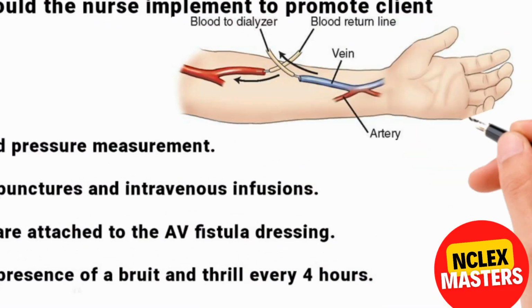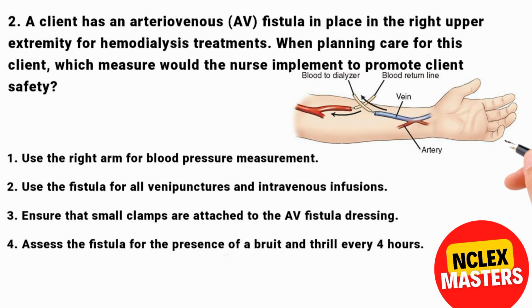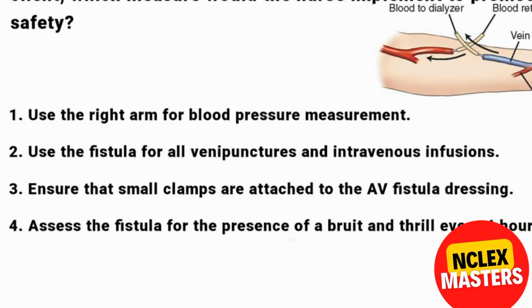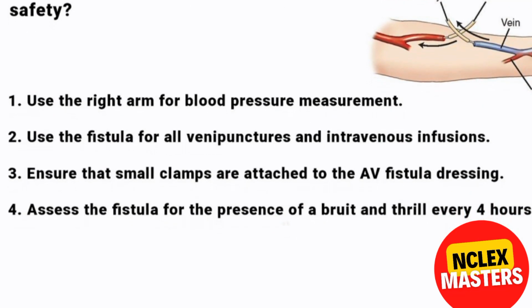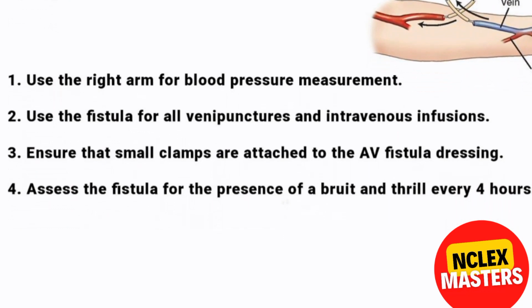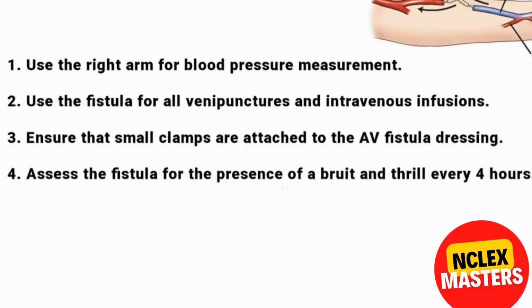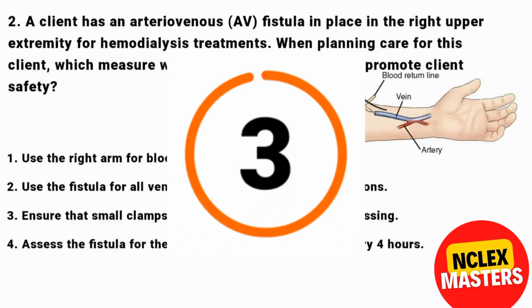Question number 2. A client has an arteriovenous AV fistula in place in the right upper extremity for hemodialysis treatments. When planning care for this client, which measure would the nurse implement to promote client safety? Use the right arm for blood pressure measurement. Use the fistula for all venipunctures and intravenous infusions. Ensure that small clamps are attached to the AV fistula dressing. Assess the fistula for the presence of a bruit and a thrill every 4 hours.